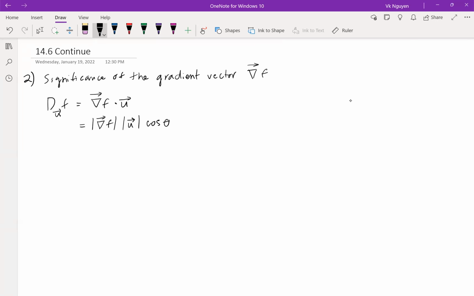Okay. So what do we have here? We just have the magnitude of the gradient vector times the cosine of the angle. So far so good. Well, the cosine of the angle is between 1 and -1.